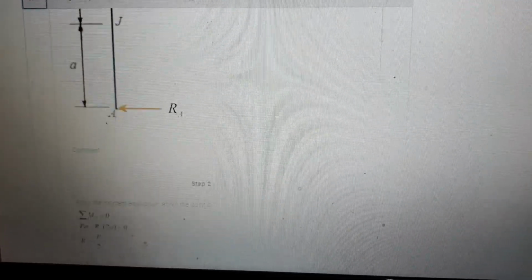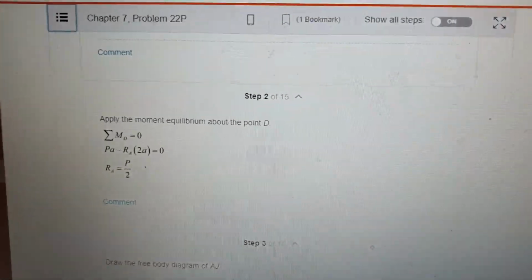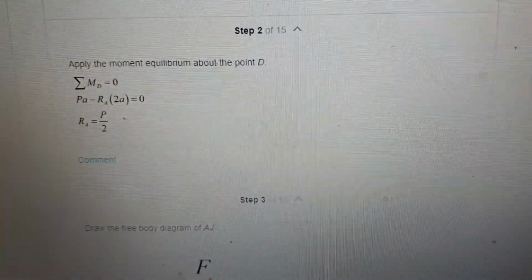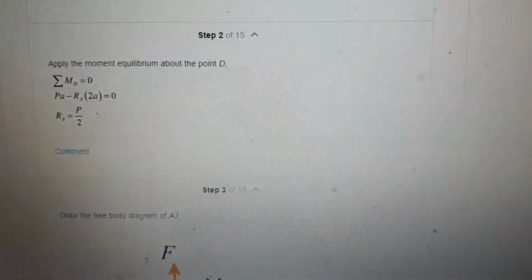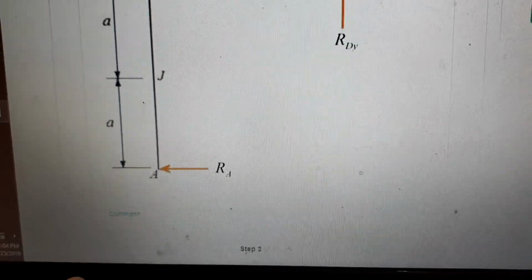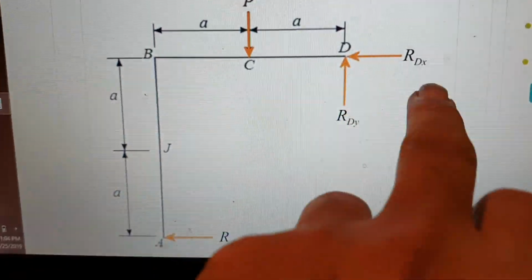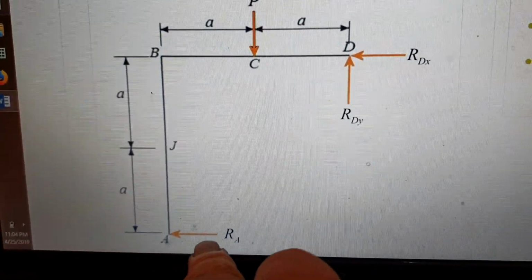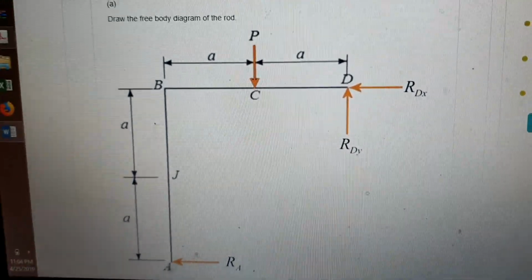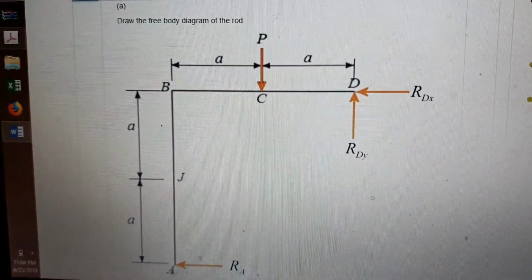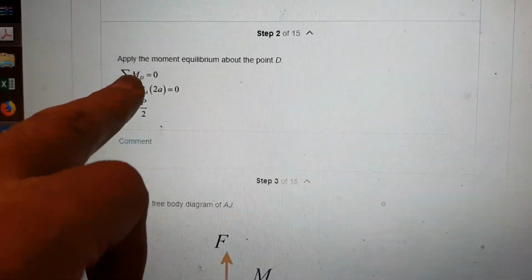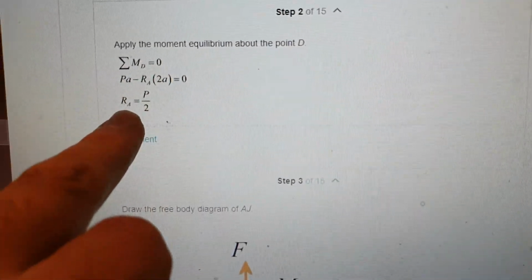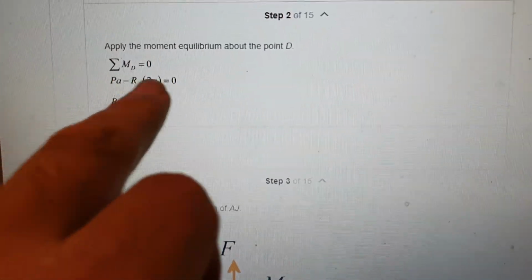G. Okay, let's apply the moment equilibrium at point D. By doing the moment at point D, you could cancel out these 2 reactions. You could find RA as a function of P. So summation of moment at D is equal to 0. So RA is equal to P over 2 by applying the equation.